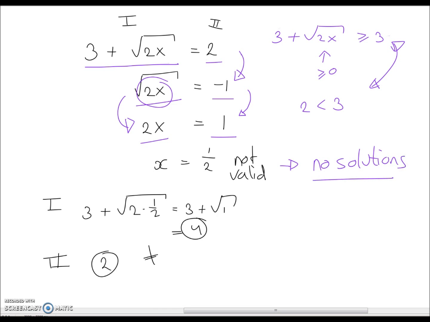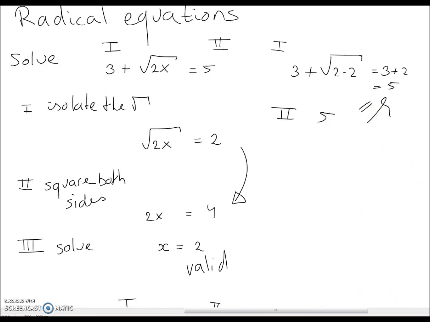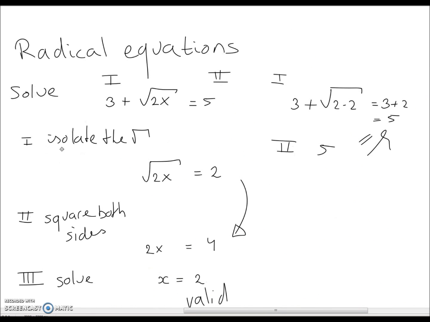So remember, for a radical equation, you first isolate the square root, you square both sides, then you solve the equation, and lastly you check if your solution is actually valid.